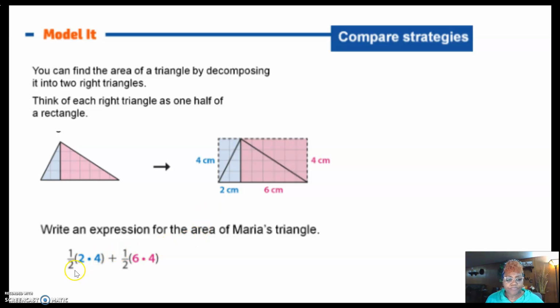So if I do that, for the blue side, I multiply 2 times 4, and then I have to take half of it because remember, we only have half of it that represents Maria's portion of the triangle. Here, I have 6 times 4, which is over here. And why again are we going to take half of it? That's right, because this side of the triangle represents half of the rectangle. So if we do that, then we can calculate the area of Maria's triangle. So I'm going to stop the video and we're going to solve it together and see if we can come up with that area.